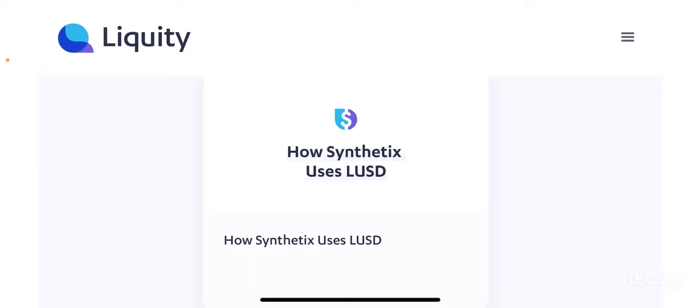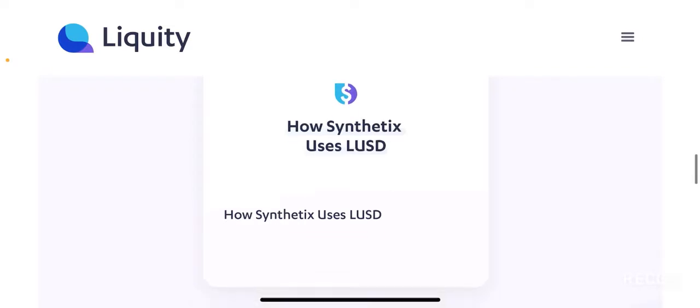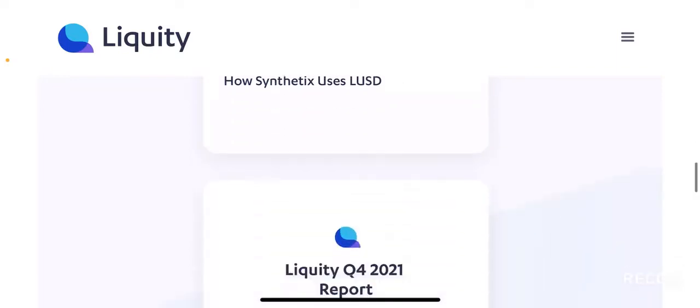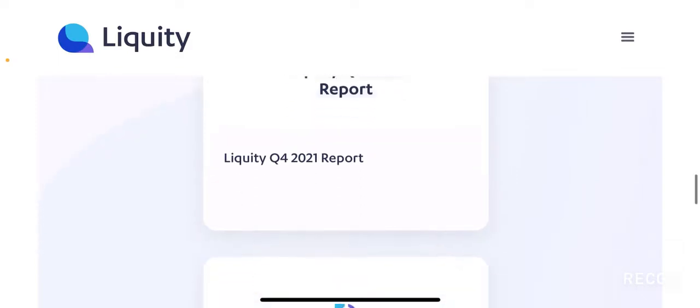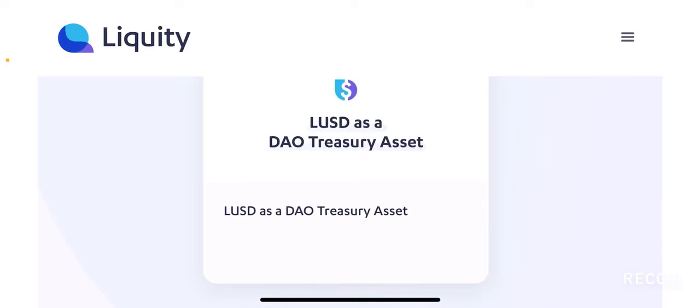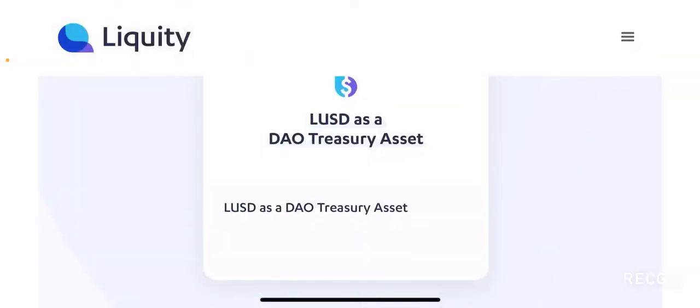So Synthetix uses LUSD, which is a really good thing, because LUSD definitely has use cases that go as far as Synthetix and other dApps on Ethereum, right? When you borrow money from Liquity, you are basically able to use those funds to earn more money in other DeFi dApps such as Synthetix, right? And if you scroll below, they have the Liquity Q4 2021 report, which I recommend you read through as well, if you want to know how they performed last year. And LUSD as a DAO treasury asset. So they are planning on using LUSD as a DAO treasury asset, right?